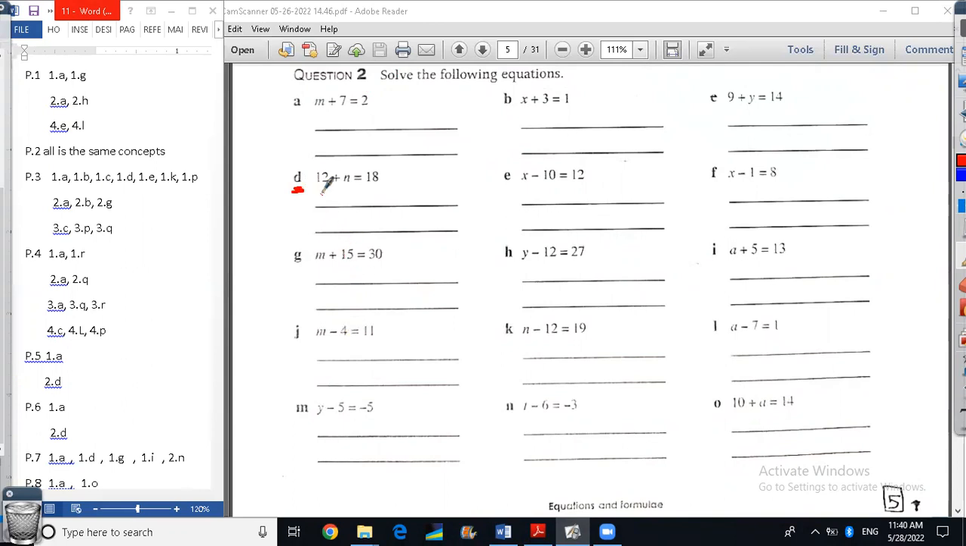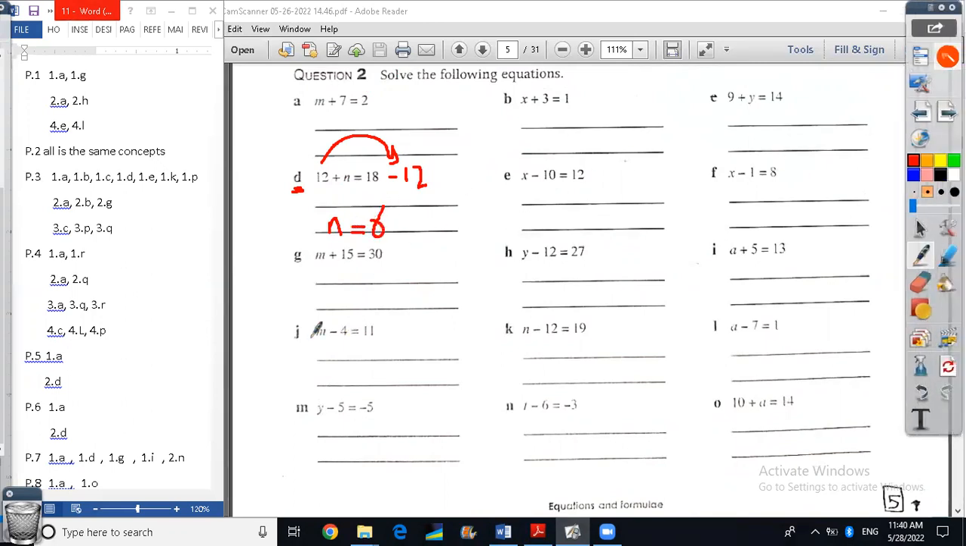Let's do it. 12 plus n equals 18. Oh, mister, that's exactly the same thing. All right, yes, I agree with you. We're going to just take 12 there, minus 12. So n equals 6. Let's move to the next page. Everything on this page is just the same idea. Next page.